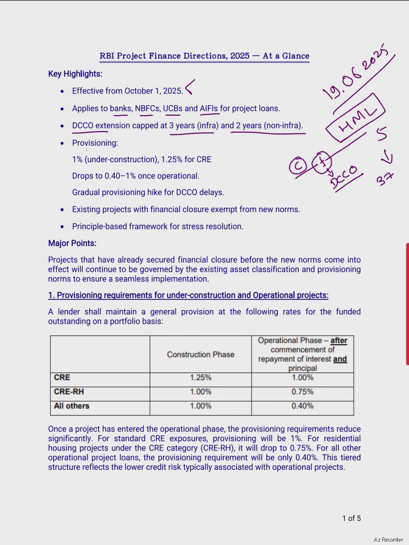Coming to the provisioning norm, the key highlight is that for under construction projects the provisioning requirement will be 1%, and for commercial real estate it will be 1.25%. Once the project becomes operational, this provisioning requirement will come down in the range of 0.4 to 1%. And when there is a DCCO extension, there will be a gradual hike in the provisioning. We will also discuss whether these norms will be applicable from today or for existing projects. The effective date is 1st of October 2025.